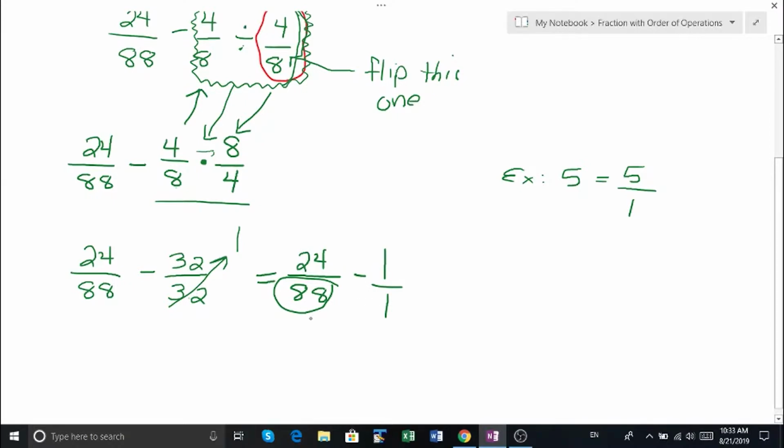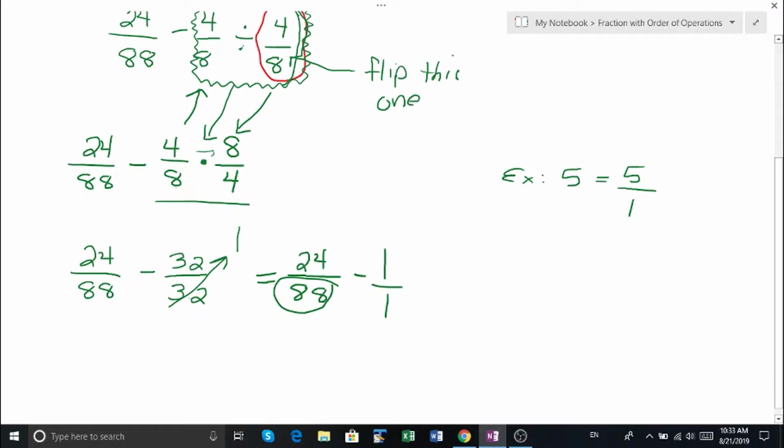So we need to make these denominators match. I'm going to show you two different ways to do it, but one of the ways is to multiply the two denominators together and then put the factor that you multiplied by in the numerator. If that sounds like mumbo jumbo to you, don't worry, I'm going to show you how to do it.